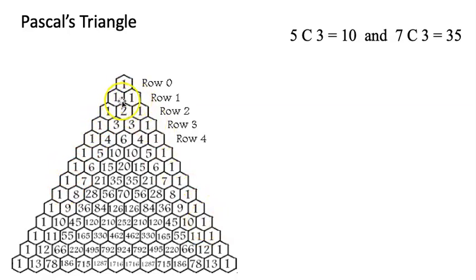And then you add the two numbers up on top. So 1 plus 1 is 2. That's how we get 2. 1 plus 2 is 3. 2 plus 1 is 3. 1 plus 3 is 4. 3 plus 3 is 6. 3 plus 1 is 4 with 1 on the outside.